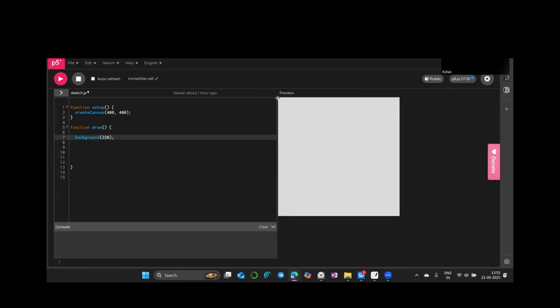Normally, when you move up, that's the positive y-axis, and when you go down, that's the negative y-axis. But here, it's opposite. If you go down, that's the positive y-axis. But the x-axis is the same. So you have to keep that in mind. So now if you want to create a circle at the center, the center of the circle should be at the center of the canvas. That means the coordinate should be 200 by 200.